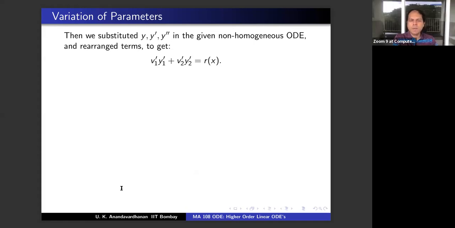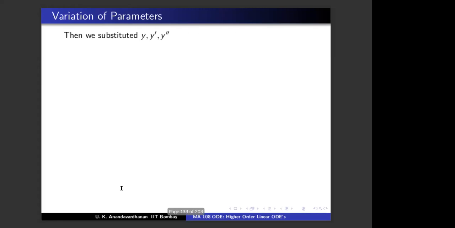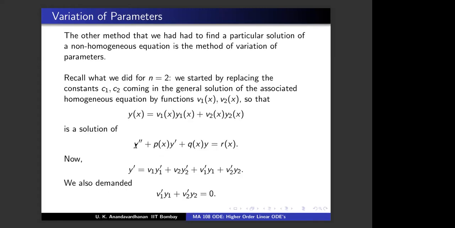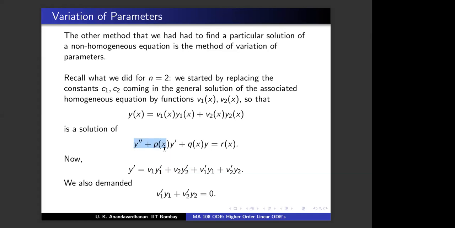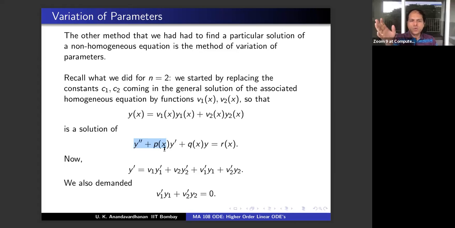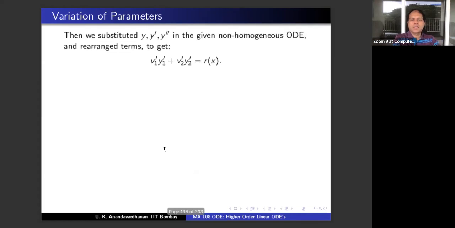Where did Y1 double prime and Y2 double prime go? When you substitute and rearrange, Y1 double prime plus Px Y1 prime plus Qx Y1 equals Rx, so you can substitute. Similarly for Y2, and cancellations will be there. And finally, you will end up with this.